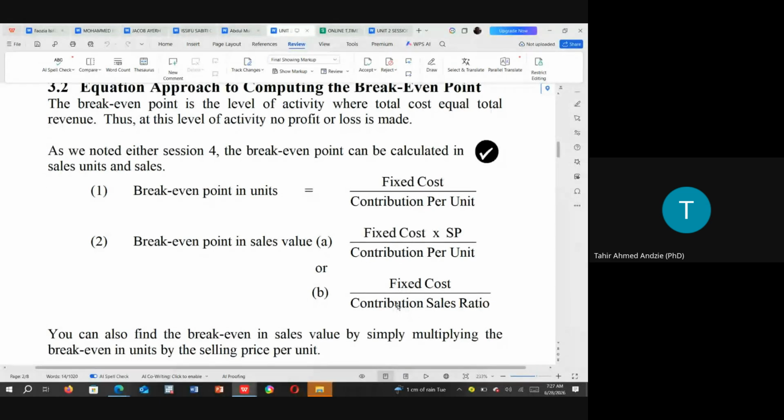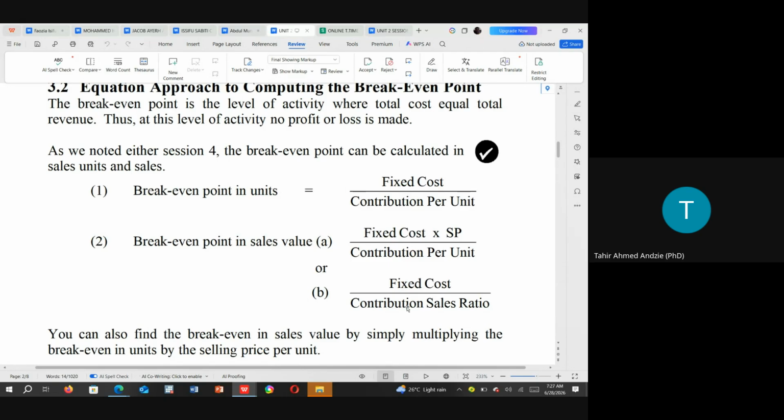Contribution margin ratio has been explained. It is the ratio of the contribution per unit over the selling price, or total contribution over total sales. So if you look at what percentage of sales is contribution, that is the contribution margin ratio. You can divide the fixed cost by the contribution margin ratio.